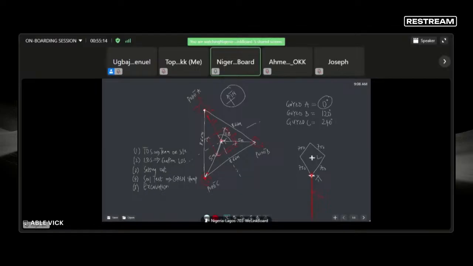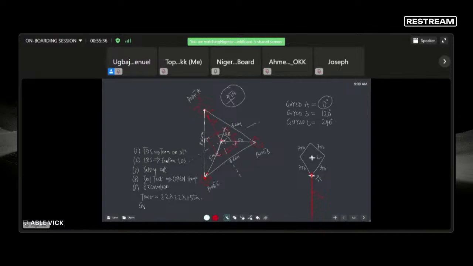After your soil test with your current stamp, we'll upload on ISDP, then you start your excavation. And for excavation, our foundation is supposed to be 2.2 by 2.2 by 1.55. All these are in meters.